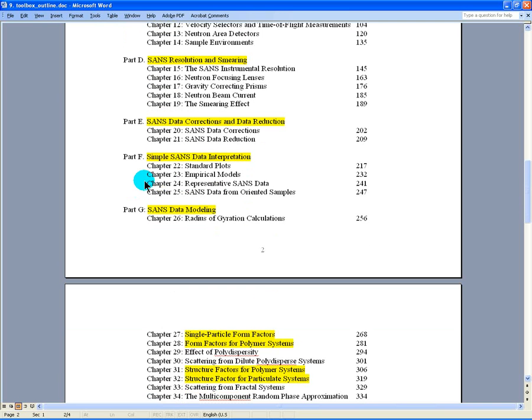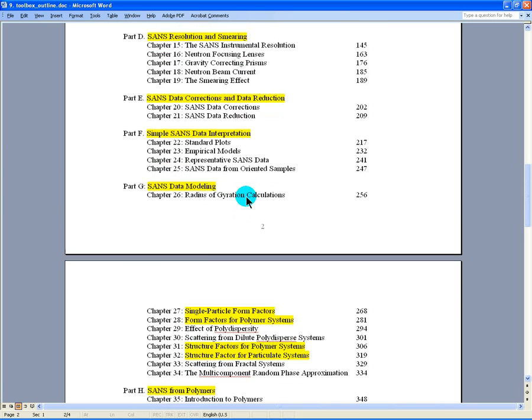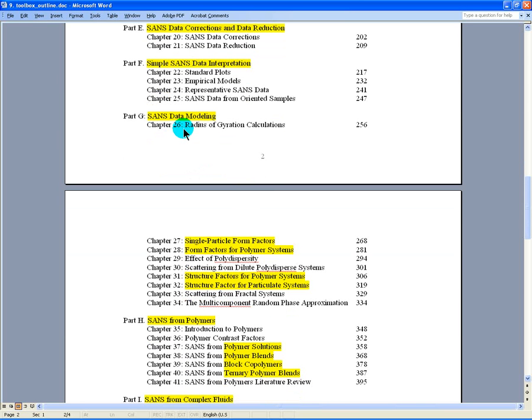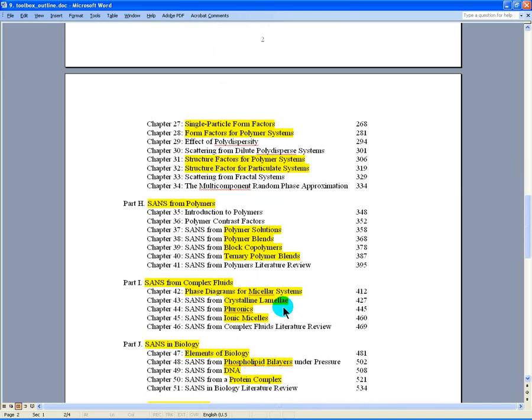Part E, Part F, simple SANS data interpretation, like standard plots such as Guinier, Porod, Zimm, and so on. Some empirical models show some typical SANS data and some SANS data from oriented samples. SANS data modeling covers radius of gyration, single particle form factors for particles as well as polymers, and then structure factors for polymer systems, for particulate systems, and a multi-component random phase approximation.